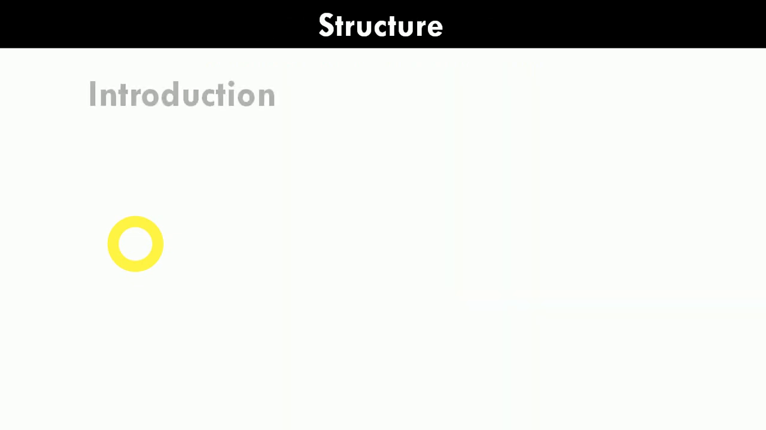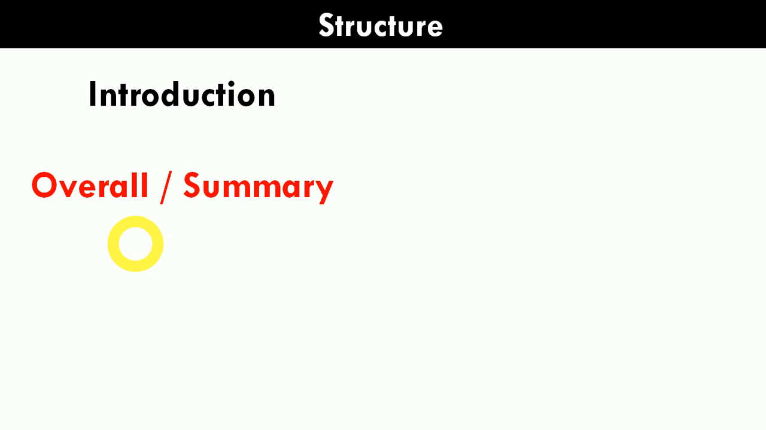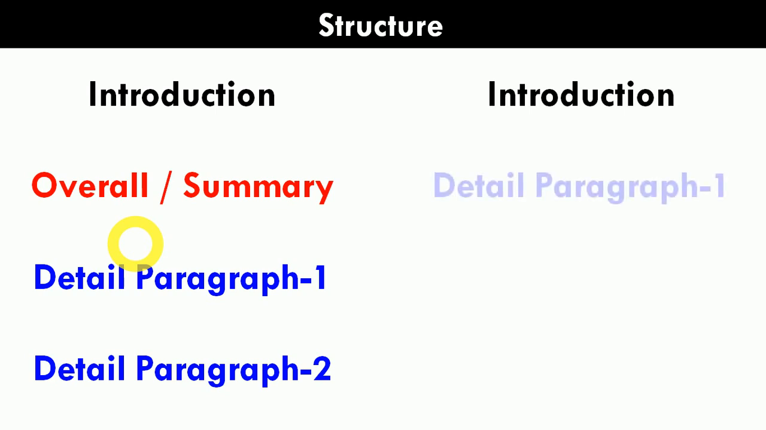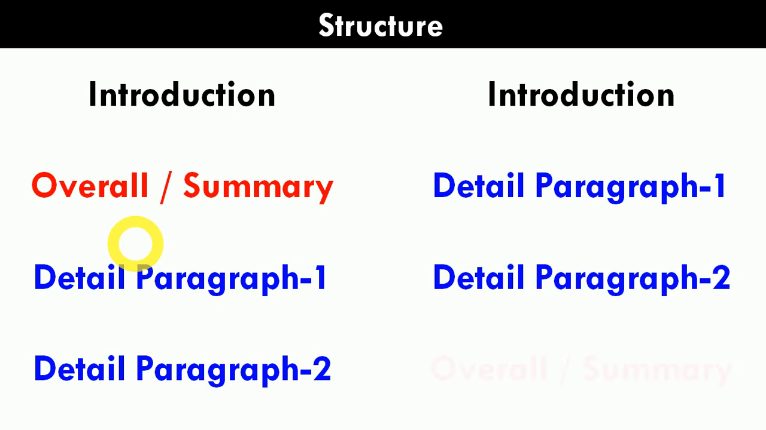The one is like this: first, the introduction is written, then the overall or summary of the graph, or whatever academic diagram is given, then details are described in 2 detailed paragraphs. This is one popular format. Another one starts with the introduction, then detailed paragraphs, and at last the overall or summary, just like essay writing. So both the formats are correct. You can follow any of these, right?